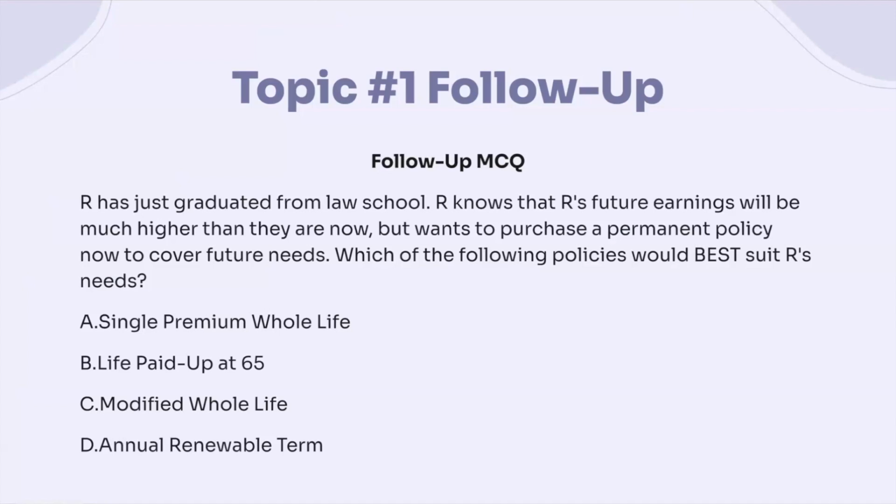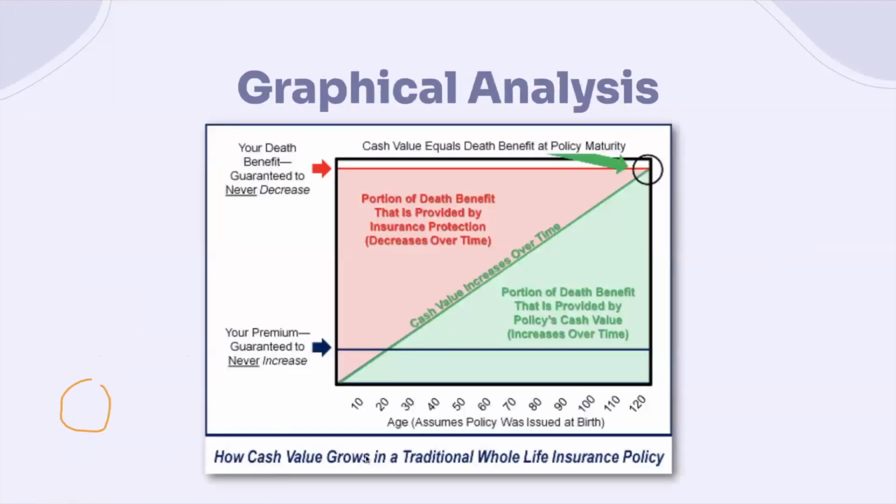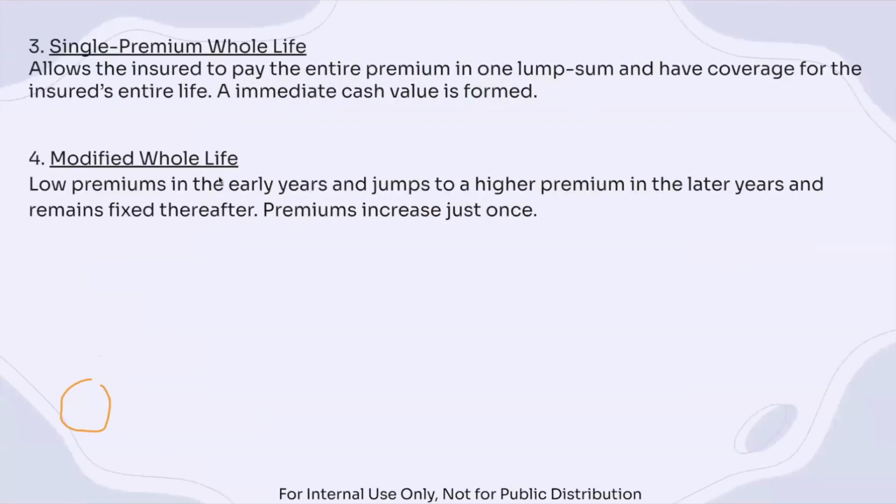Okay, so now let's take a look at this one. We know that R has just graduated from law school. So right now R's earnings aren't that high, but are expected to increase in the future. Which of the policies would best suit R's needs? Well, that would be C, which we just looked at with our modified whole life. That would provide individuals with a premium increase just once, so lower premiums in the earlier years and higher premiums in the latter years.